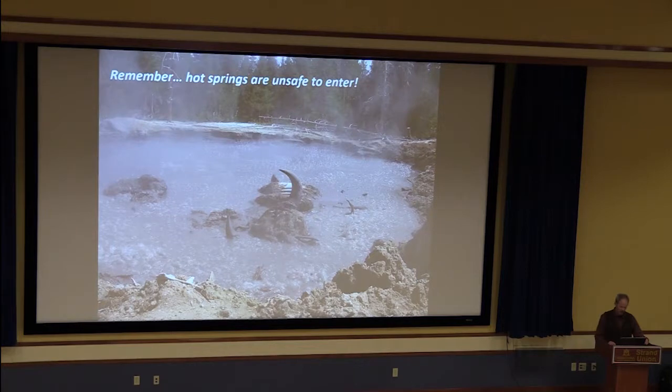And remember, hot springs are unsafe to enter. We'll always watch the signs down there, and you'll see the funny signs. That's what I really need for part of this slide, the funny sign that has the person scalding as a result of falling in the hot spring. It's not so funny. People have died.